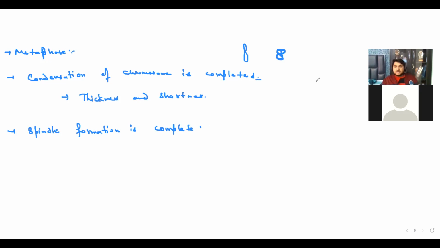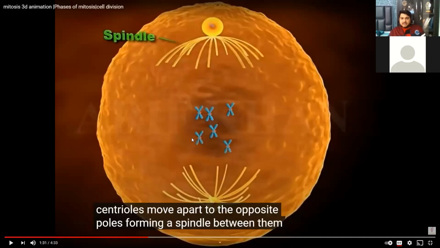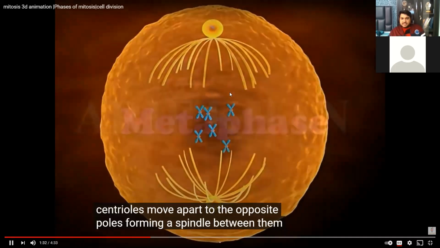This is the equator, this is the pole. The chromosomes were present there, and the spindle was coming from here. I guess I should show you again. See, can you see the chromosomes? These are the spindle fibers.